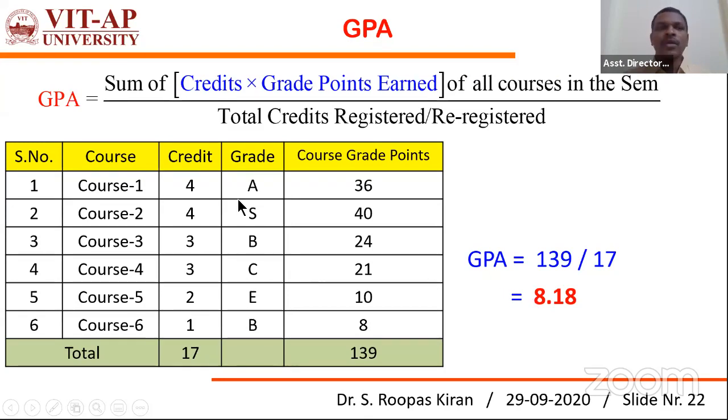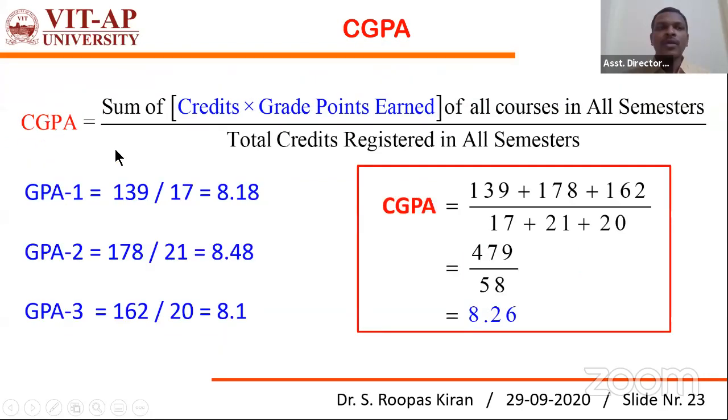On the other side, CGPA, cumulative grade point average, is for the total completed period. For example, if you are trying to calculate the cumulative grade point average until third semester, what is the CGPA? In your first semester, you calculated GPA: total grade points divided by registered credits, 8.18. Second semester, grade points 178, registered credits 21, so GPA for second semester 8.48. Like that, for third semester 8.1.